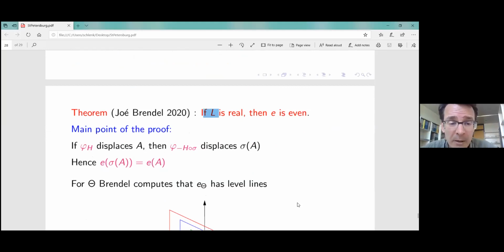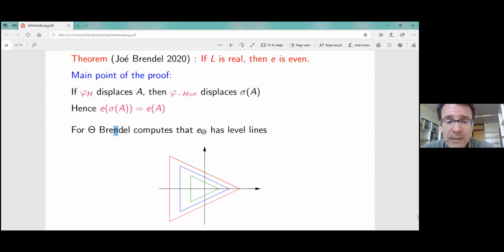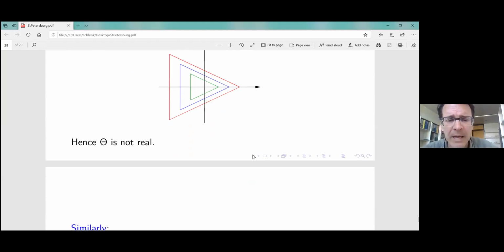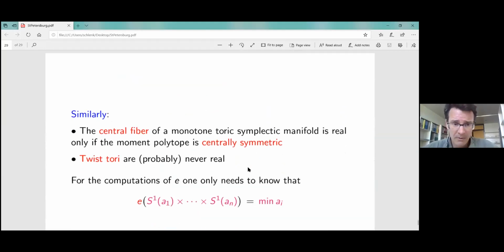Okay, and then what Brendel also does, he computes this functional for many twist tori and exotic tori. And for instance, for theta in S2 cross S2, for this first twist torus that we plugged in, the level sets of the function are triangles. This is not even. So theta is not real. And this method applies in many, many ways. So for instance, it works for central fibers in monotone toric symplectic manifolds.